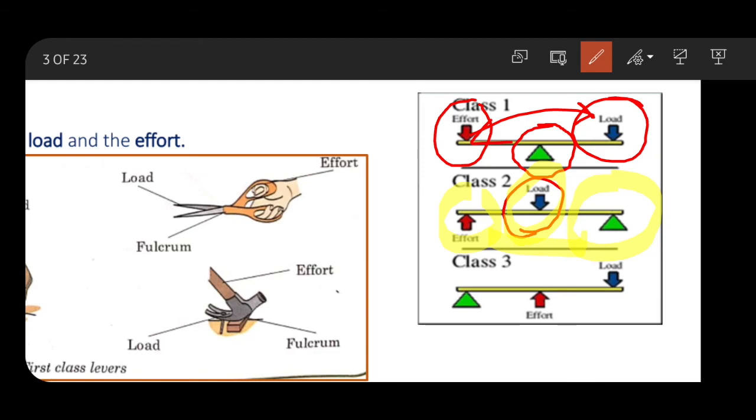Now the third class lever. In the rule of third class lever, when the effort is in the middle, and the fulcrum and the load are at the other two ends, this is the rule of the third class lever. And the example of third class lever is broom, fishing rod, tongs and tweezer.